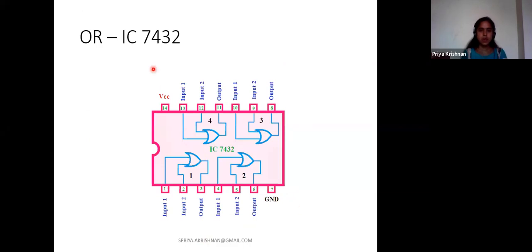And this is for the OR gate IC 7432. So this is the number of each IC. Here also I have 4 OR gates, and similarly the 14th pin is VCC, the 7th pin is ground, and here 1 and 2 are inputs and 3 is my output. Similarly, you can realize the other gates also.